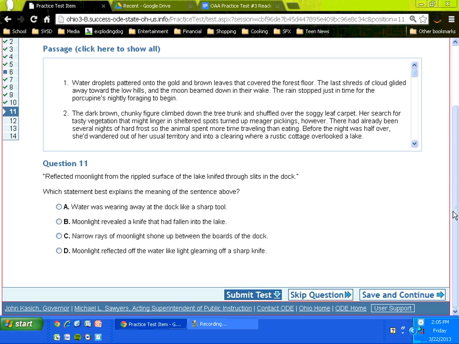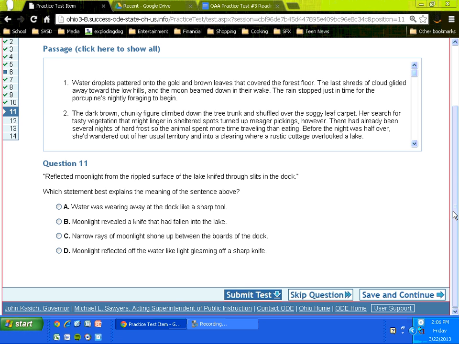Cody, tell me what that means. Reflected moonlight from the rippled surface of the lake knifed through slits in the dock. What's being described? How the moonlight is appearing. And describe how it's appearing for me. Like in thin lines. Very good, in thin lines. And what's creating those thin lines? The reflection off the water. Correct, but why is it in thin lines? The dock and the wood, right? And the gaps between the wood. All right, we have an understanding of it now.